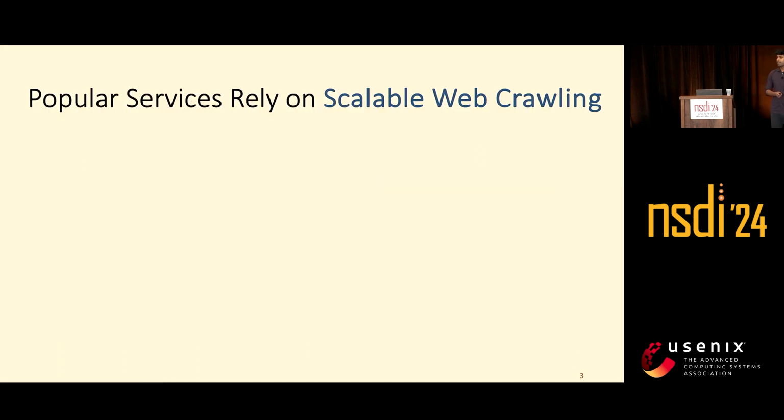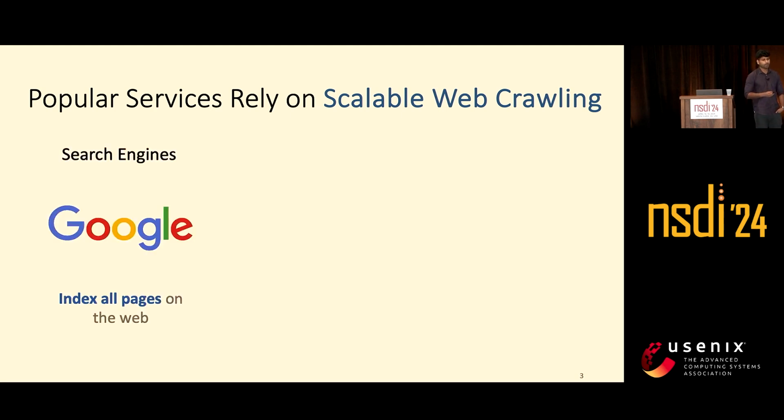And before I dive into that, let me motivate the need for scalable web crawling. There are a large number of services today that rely on this ability. The most common one is search engines like Google. They rely on crawlers to be able to index all the pages on the web so you can discover information easily.